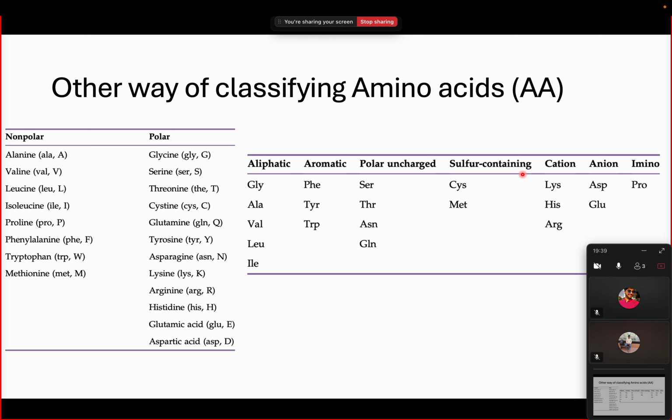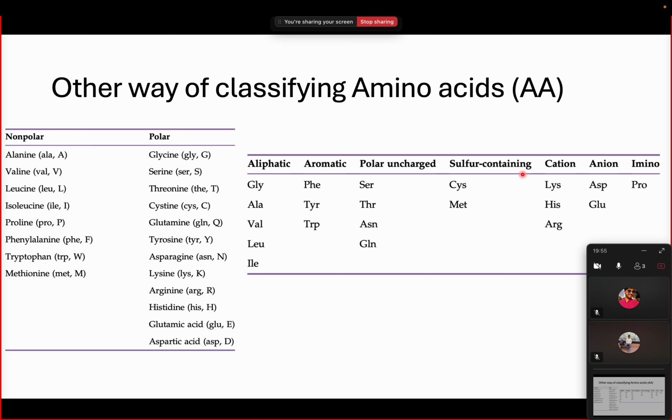The moment you change your categorizing criteria, n number of classes can be there. So if someone asks you a question, how many different types of amino acids are there, you cannot answer this question, right? Because they haven't mentioned on what basis.